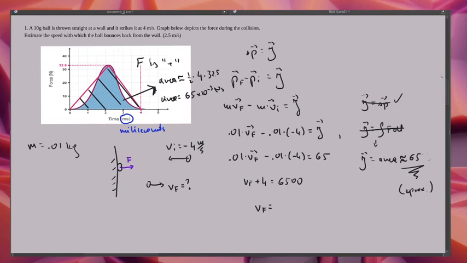This becomes times 30 newton seconds. That means that here I have to have a third, which means that this becomes 6.5. And now we're looking at something reasonable. So 6.5 minus 4 gives us 2.5 meters per second. Note that this is plus, and plus is good, because we know that the final velocity here must be in a positive direction.